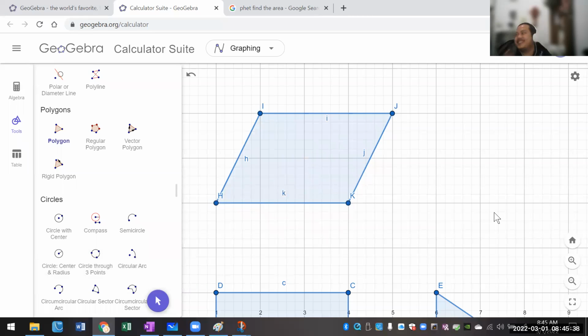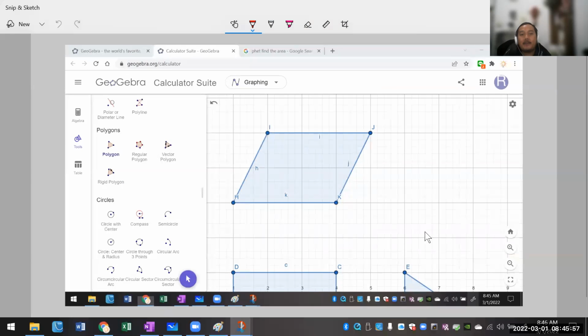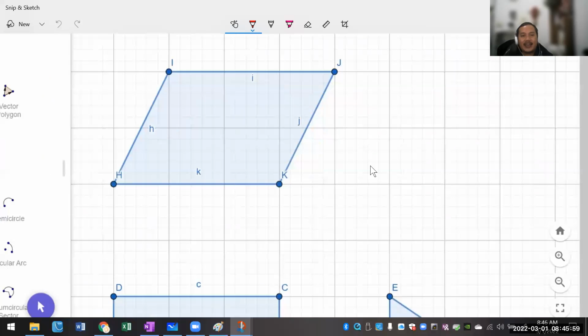Oke, silakan. Siapa yang mau coba? Ini areanya berapa ya? Ini tadi konsepnya, it's just the base times the height. That's it. Base times height. The base and the height needs to be perpendicular or making a 90-degree angle. Oke, silakan guys.